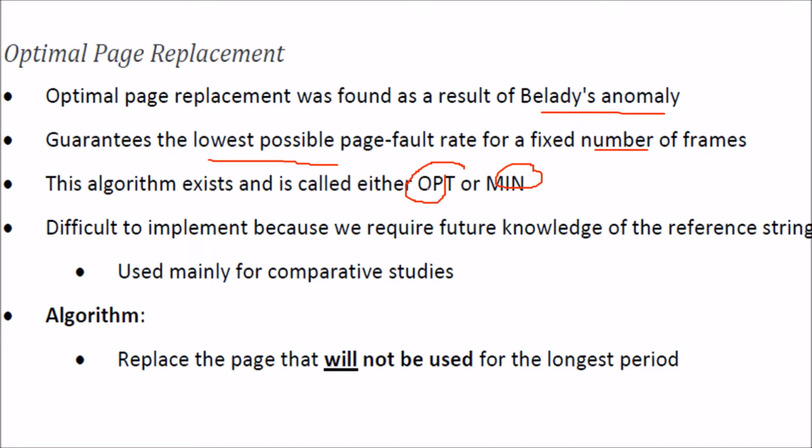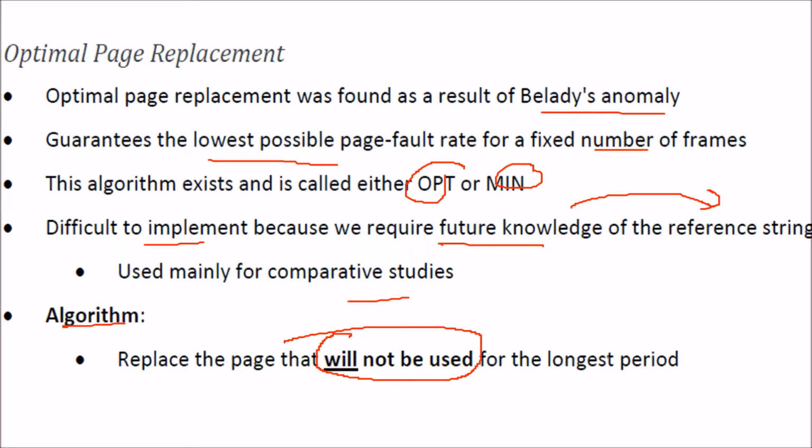But there is a difficulty. This algorithm says we need to have future knowledge. How to have future knowledge? This is very difficult to implement, because future knowledge of the reference string or the pages is very difficult, and it is mainly used in comparative studies. The algorithm says replace the page that will not be used for the longest time.